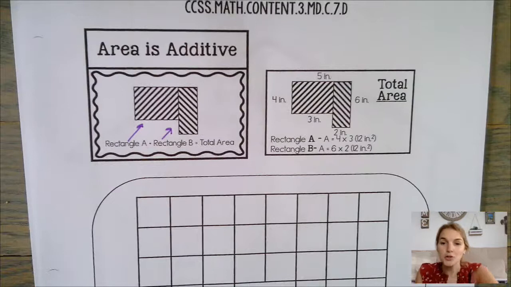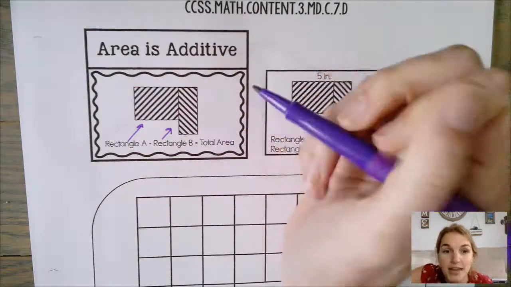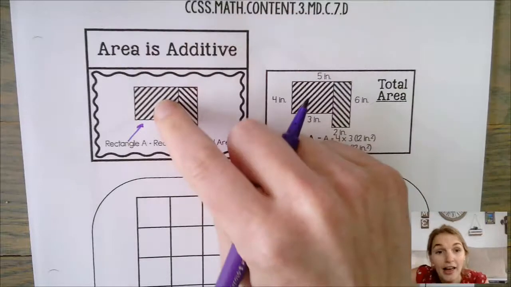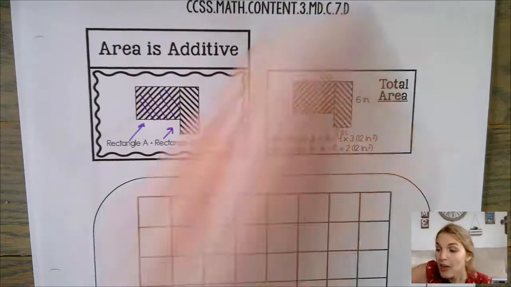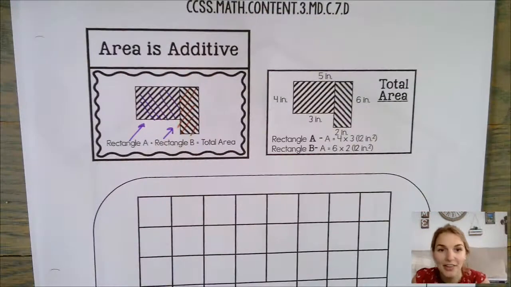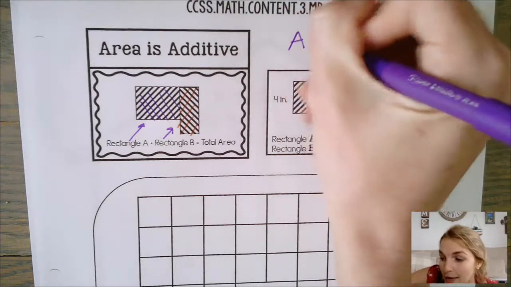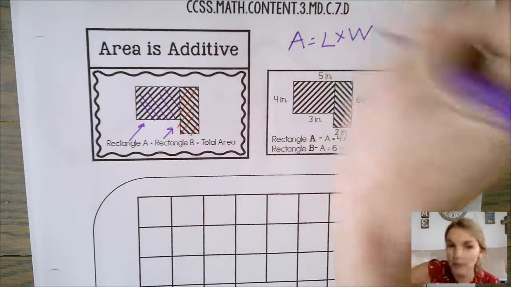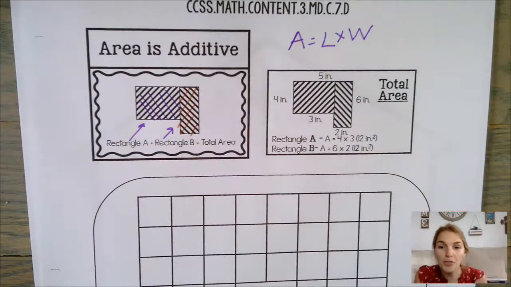So in order to add these together and find out the area of these shapes together, we would find the area of this rectangle first, area A. Then we would find the area of rectangle B, and we would add those together. We've been talking about the formula for area, which is length times width. As long as you know the length and the width of both of these shapes, you can put them together to find the area of one of these irregular shapes.